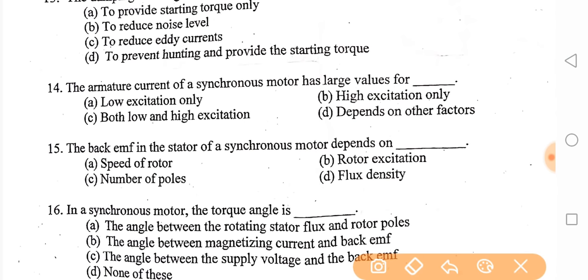Next question is, the armature current of a synchronous motor has a large value for what? For low and high excitation. So a synchronous motor always has a large armature current for low and high excitation. Armature current will be high. So C is the correct answer.